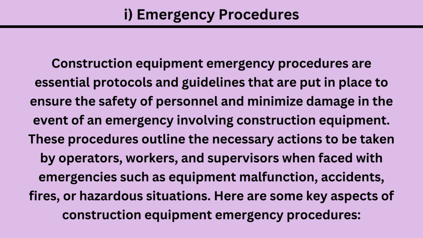I. Emergency procedures. Construction equipment emergency procedures are essential protocols and guidelines that are put in place to ensure the safety of personnel and minimize damage in the event of an emergency involving construction equipment. These procedures outline the necessary actions to be taken by operators, workers, and supervisors when faced with emergencies such as equipment malfunction, accidents, fires, or hazardous situations. Here are some key aspects of construction equipment emergency procedures.